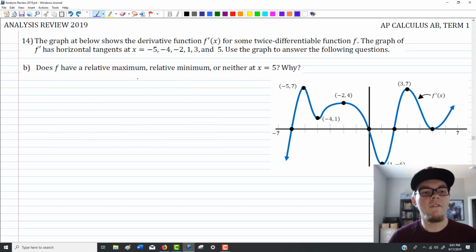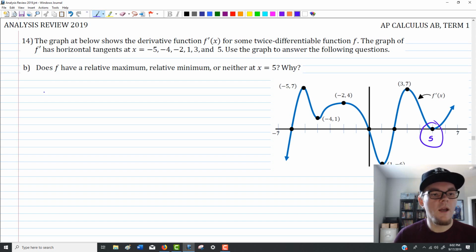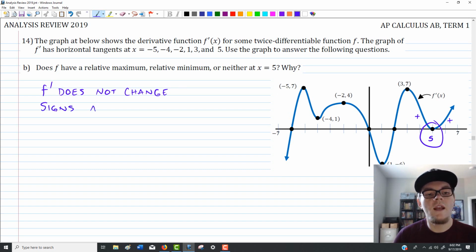Okay, question B. Does f have a relative maximum, relative minimum, or neither at x equals 5? So we're looking right over here. Looking at our graph, what I see is f prime does not change signs there. In fact, notice on the left of 5, f prime is positive, and on the right of 5, f prime is positive. So f prime does not change signs at x equals 5. So f has neither.